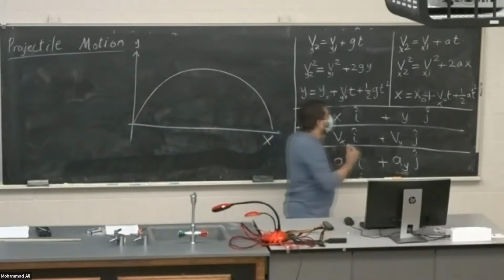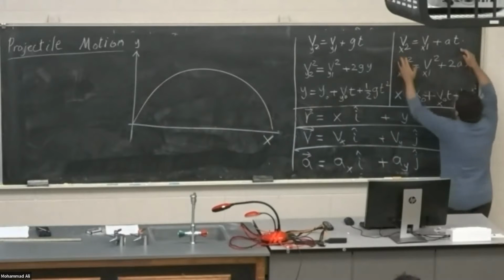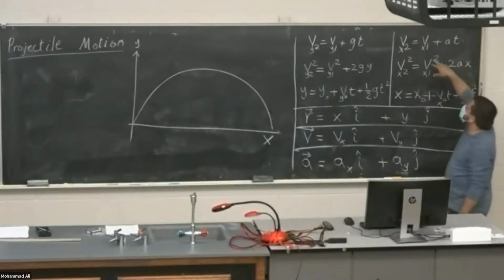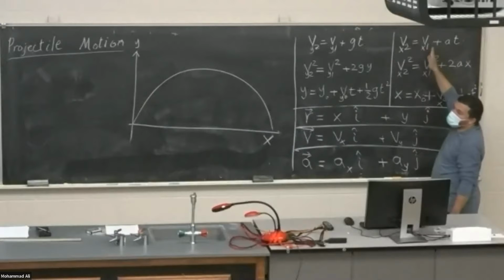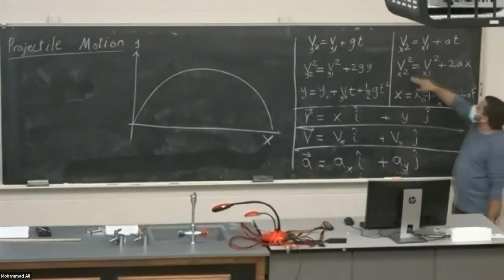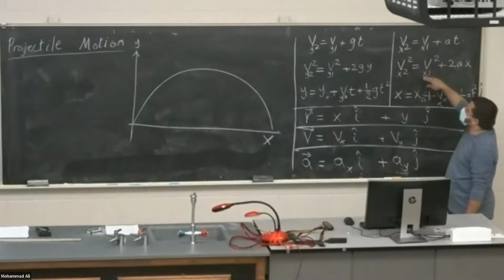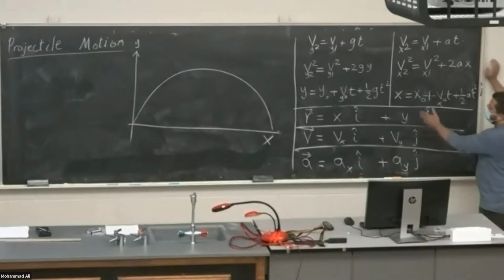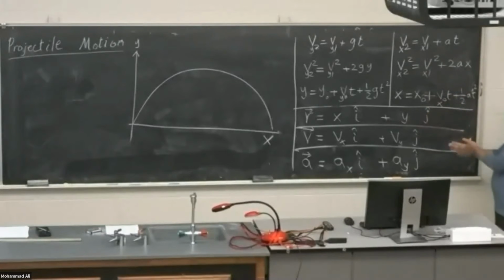From before, we know the equations of motion, which in the x direction, for horizontal motion, are: v2 is equal to v1 plus a multiplied by t; v2 squared is equal to v1 squared plus 2ax; and x is equal to x naught plus v naught x in the x direction times t, plus half a t squared.